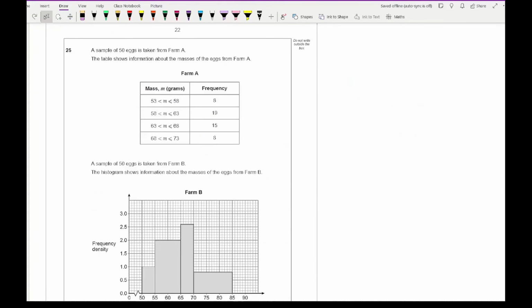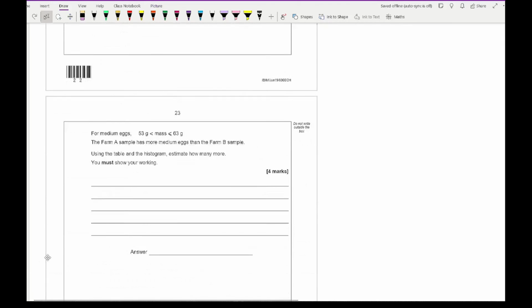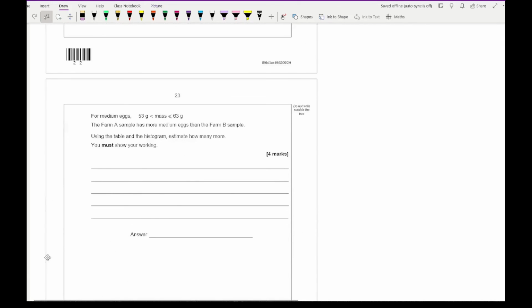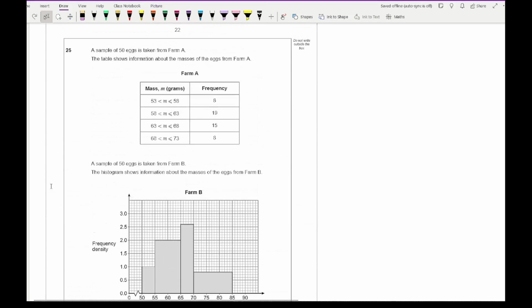So looking at question 25, it says the sample of 50 eggs taken from farm A is shown in the table below, and the sample of 50 eggs from farm B is shown in the histogram. And the question is saying that medium eggs are between 53 grams and 63 grams. Farm A has more medium eggs than farm B, and we need to show how many more farm A has than farm B. So looking at the data, we can see that medium eggs of farm A is going to be included by adding these two frequencies together. So farm A is going to have 19 plus 8, which is 27.